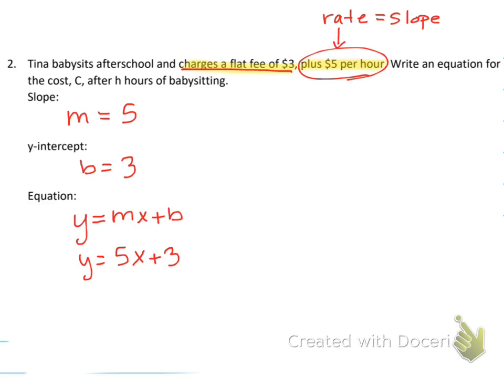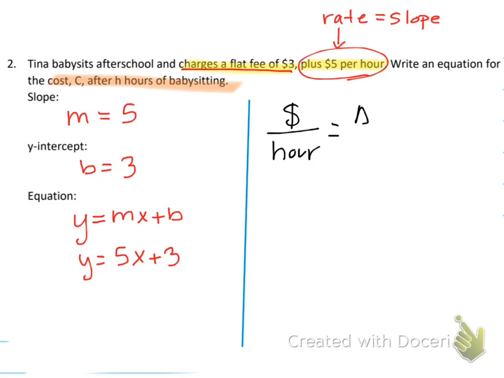But they don't want it in that. They want it in this form. The cost is C and the hours is H. Okay, so let's see which one is which. So for our rate, we have $5 per hour. So we have money, or the cost, per hour. Okay. Slope is always the change in y over the change in x, or we can put rise over run.